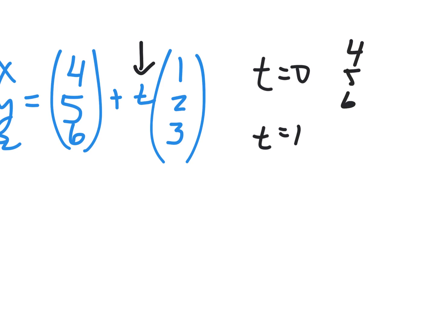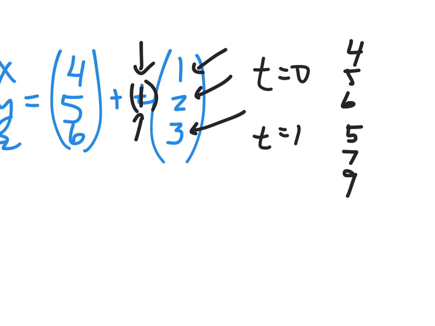How about at time 1? Then you got to put a 1 here. And you would then say it's not at 4, 5, 6 anymore. It moves 1 in this direction, 2 in that direction, and 3 in that direction because we're only timesing by 1. That was actually pretty simple. So then that's 4 plus 1 is 5. 5 plus 2 is 7, and 6 plus 3 is 9. Raise your hand if you knew that. It was 5, 7, 9.